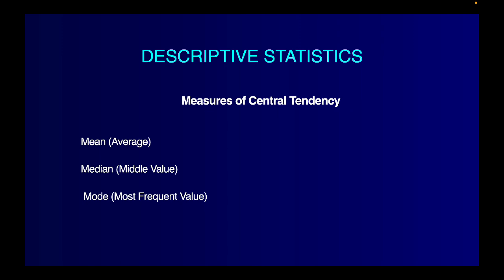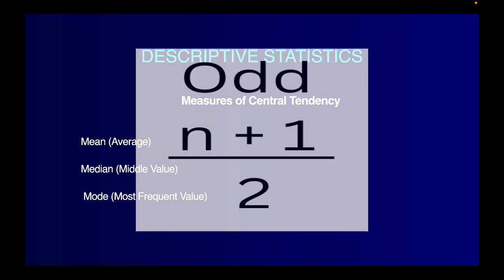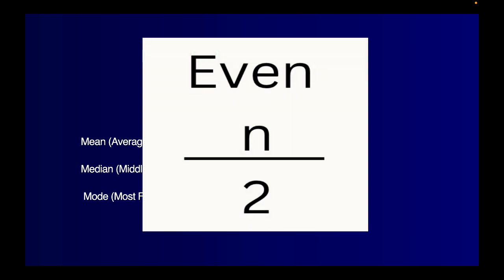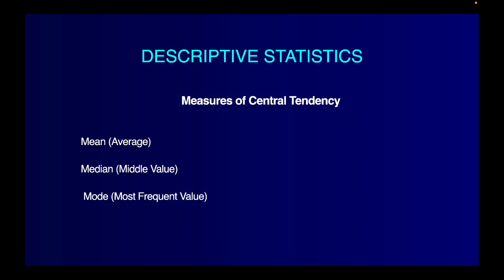Median means middle value. The middlemost value of that column we have to find, and for median we have 2 different formulas. If we have an odd count, then it will be n plus 1 divided by 2, and if we have an even count, then it will be n divided by 2. N is the count of the numbers we are having. The median is the middle value when data is sorted. Here the most important thing is that we have to sort the data.